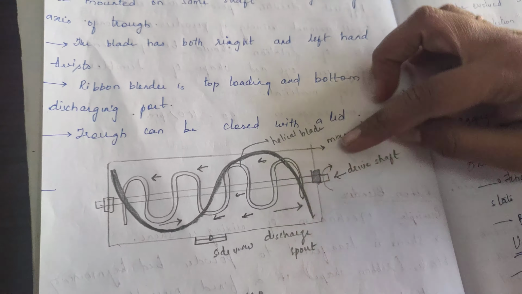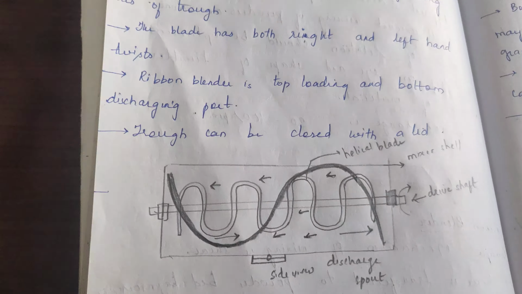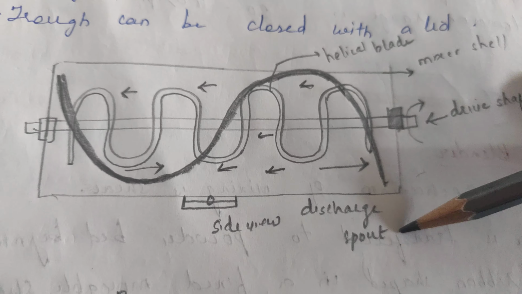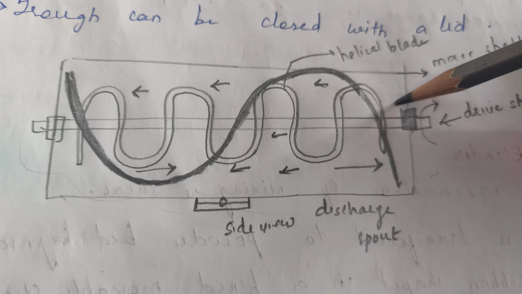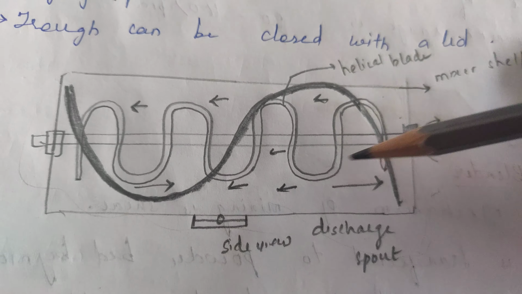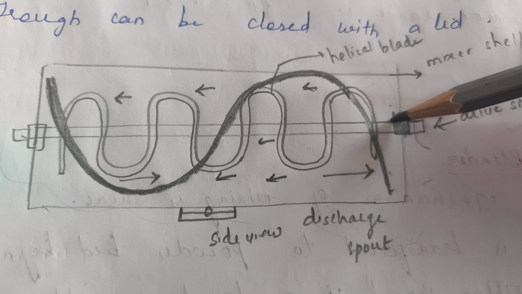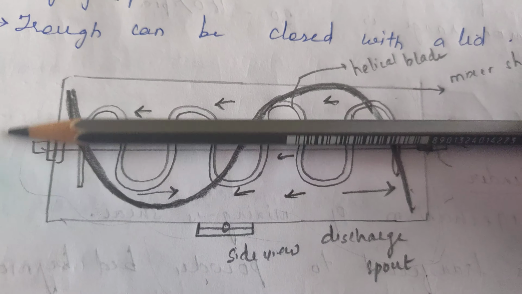Construction. This is the ribbon blender. Ribbon blender has a horizontal shell, a horizontal cylinder, and it is fixed in a particular position. It is at the center. It has one shaft at the center of the cylinder.